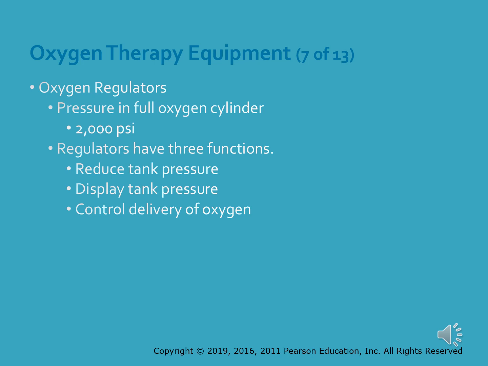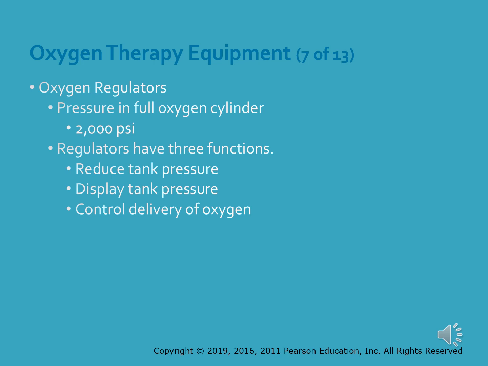Next is to display the tank pressure. The second function of the regulator is to display the pressure contained inside the cylinder. It does so by way of the pressure gauge. The gauge displays the actual, or unregulated, pressure remaining inside that tank, which is a direct indication of how much oxygen you have left in that tank.